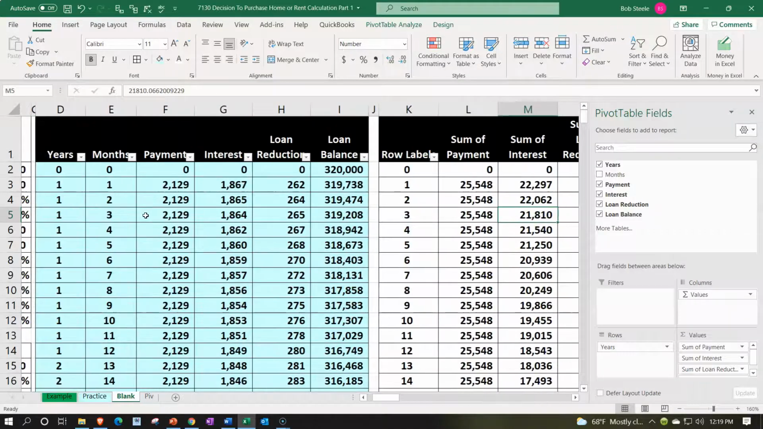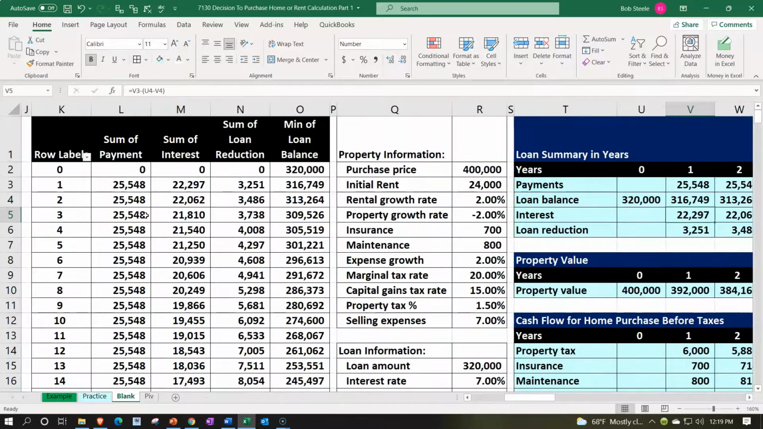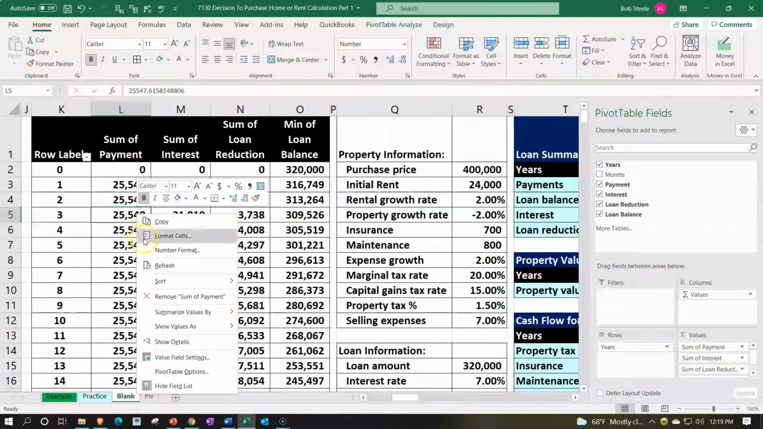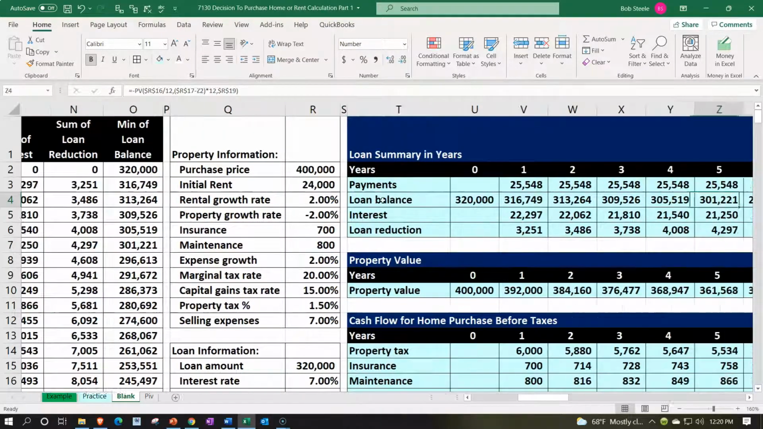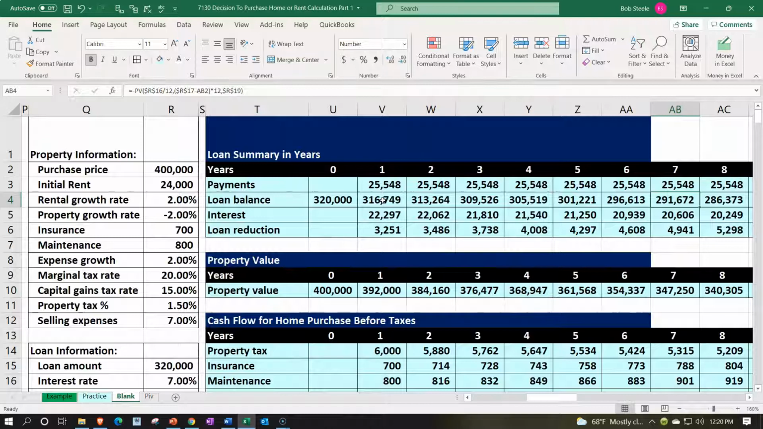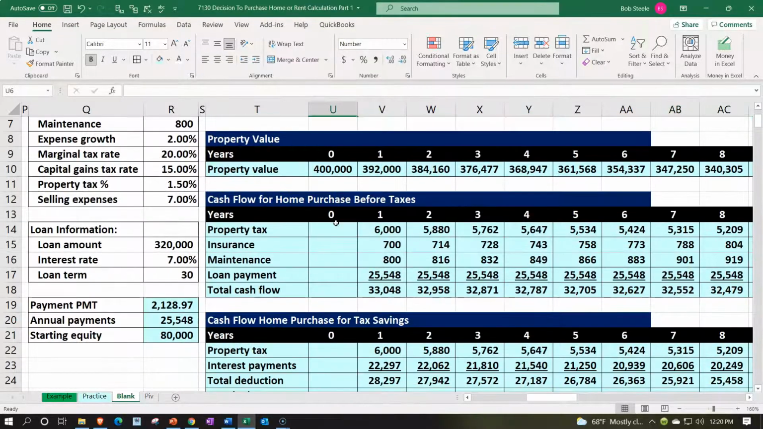So in any case, going to the left-hand side, to the right, to see our calculations. If there was any change to the pivot table, you would have to refresh the pivot table, although there were no changes to the loan calculation. So that should be the same. The amortization table holds together.